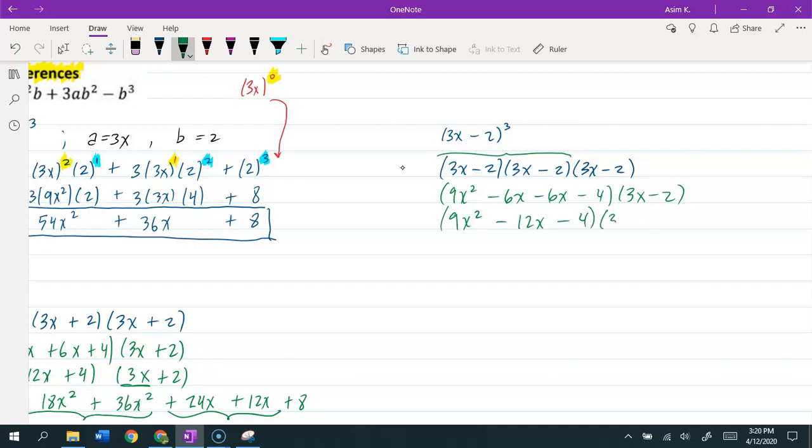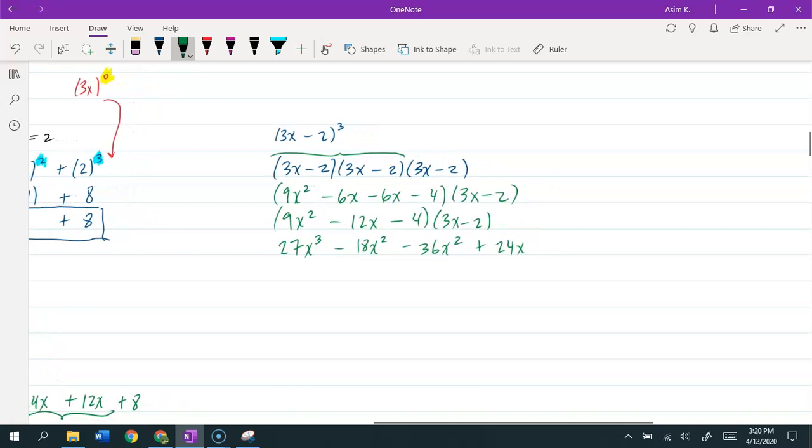And that is multiplied to 3x minus 2. Now you go ahead and you start multiplying each one of these three terms to those two terms as we did earlier. So here's what you should end up with. You should have 27x cubed as your first term, and then you should have negative 18x squared as your second term, and then you should have a negative 12 times 3, which is negative 36x squared as your third term, and then positive 24x as the next one, and then negative 12x, and then finally positive 8, right?